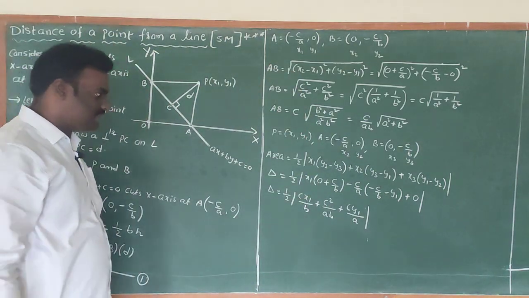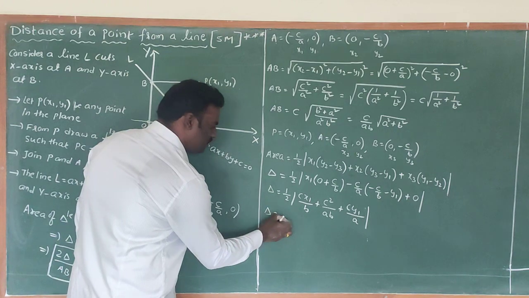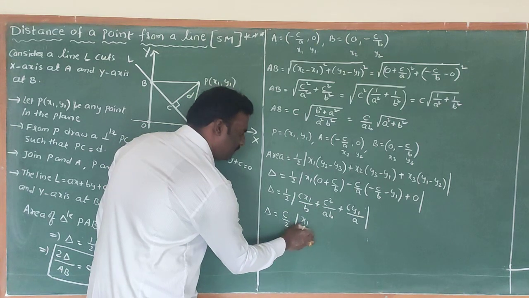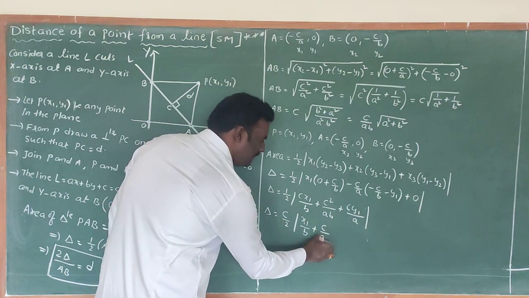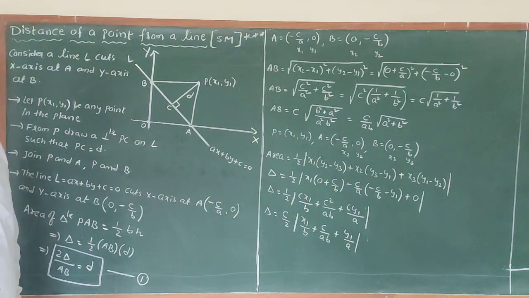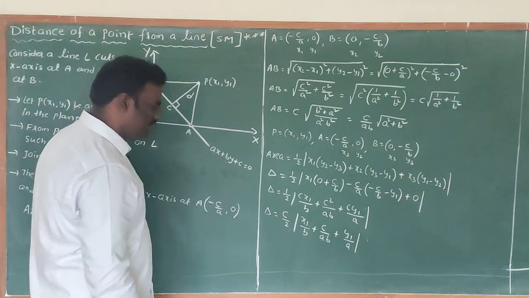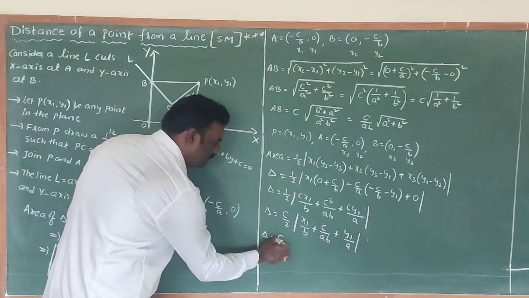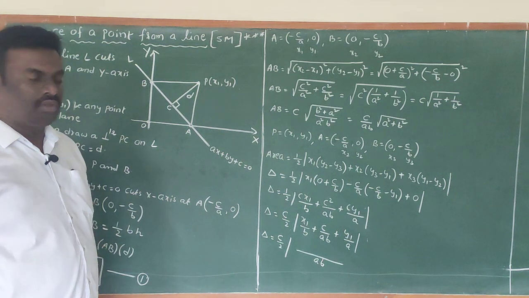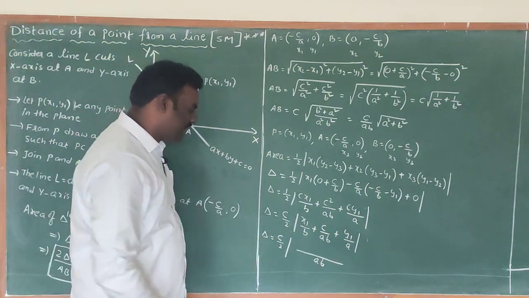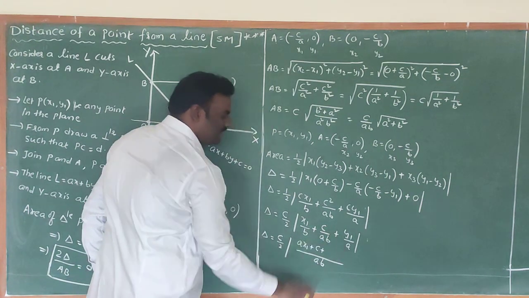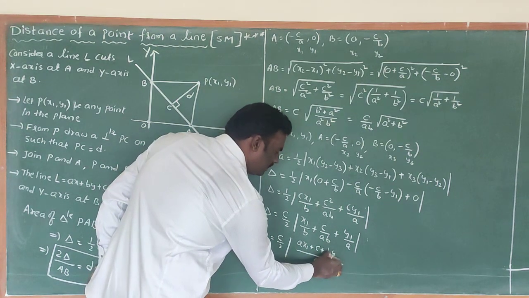Now we will take the LCM, c common. Delta is equal to, if you take c common, c by 2 into x1 by b plus c by ab plus y1 by a. If you take c common, you will get like this. Now I am taking the LCM here. Delta is equal to c by 2 into, what is LCM here? ab. Now here a is missing, a into x1, a x1 plus c, plus here b is missing, b into y1, b y1.